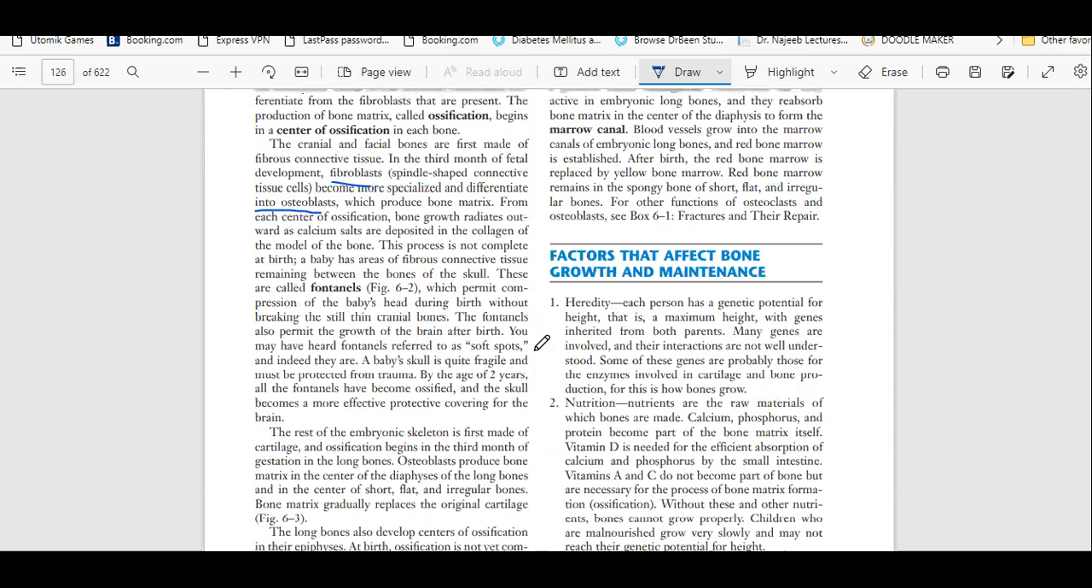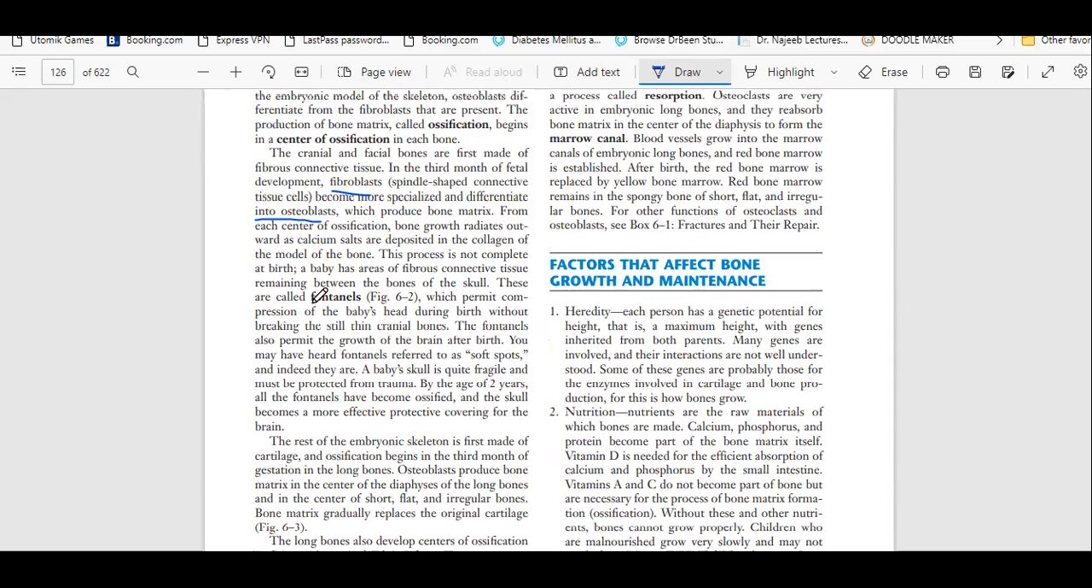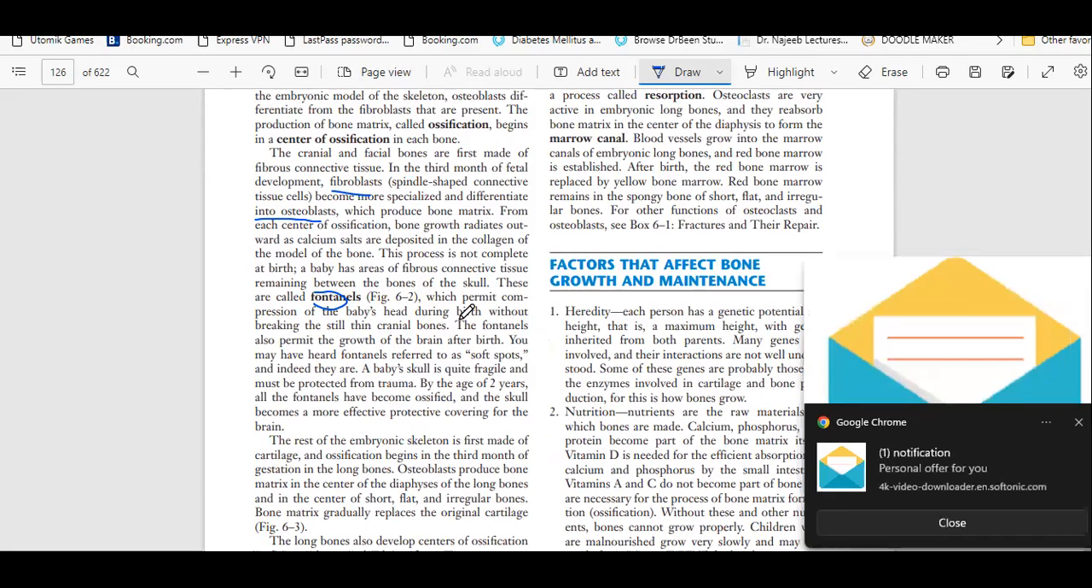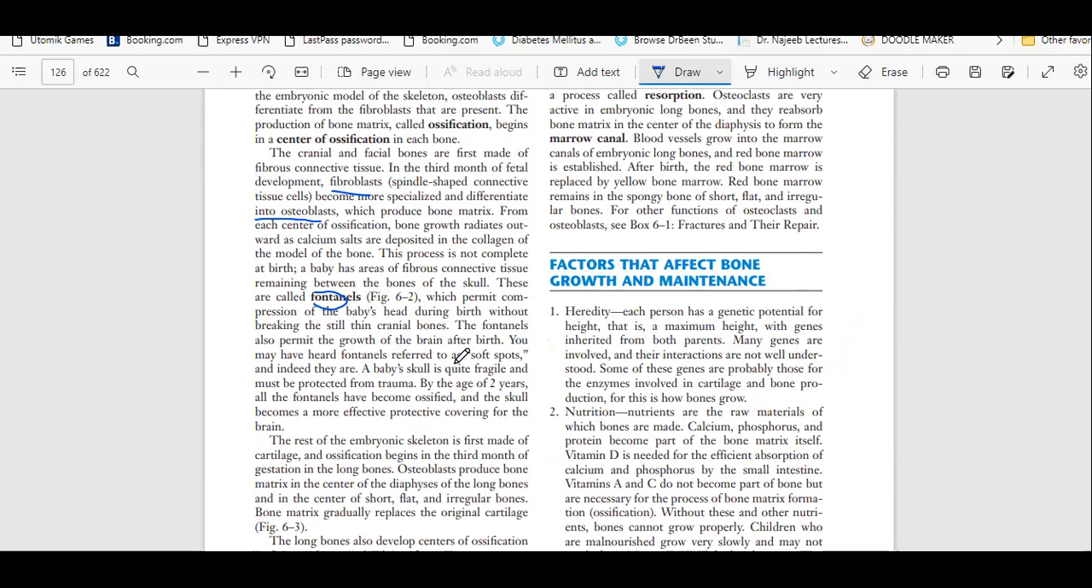Okay. So we have to remember that that is called fontanelles, which permit compressing of the baby's head during birth without breaking the still thin cranial bones. Because when the natural birth occurs, the skull needs to compress. So that's the reason nature kept that bone very flexible, so that in the process of the birth the damage doesn't occur.